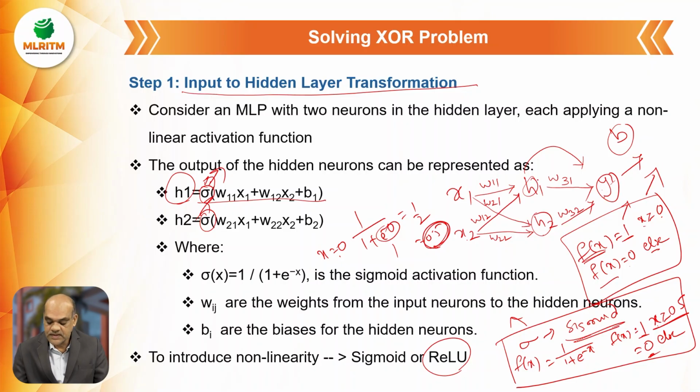That's why in the second step, hidden layer to output transmission, what we will check is, again we are going to apply the same function, either the normal activation function, or the sigmoid activation function, or the ReLU activation function, to transform the nonlinear data into linear data. So that is the second step.